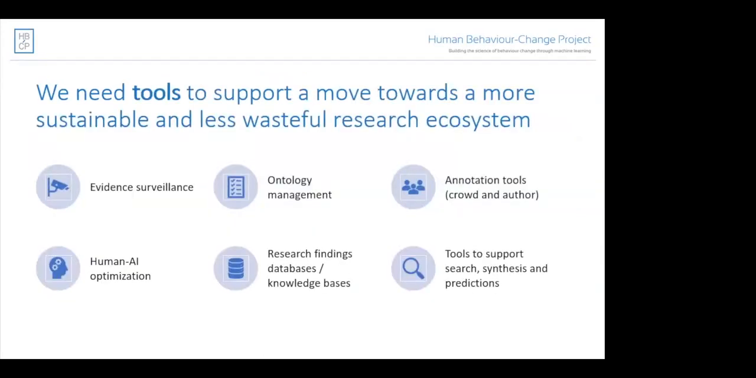Obviously, what we need to support this are tools. We need evidence surveillance tools, some of which we built in the Human Behavior Change project. And we know how to do that. That's already in place. We also need ontology management tools so that ontologies can be developed and maintained at scale. We need annotation tools. I've talked about the paper authoring tool, but potentially in order to scale this up, we need to use new technologies, for example, crowdsourcing, in order to generate scale both from people as well as AI systems. We also need, within that mix, research around optimizing those processes. Where can we rely on the AI system? Where do we need humans to be in that loop to make sure that things are reliable?